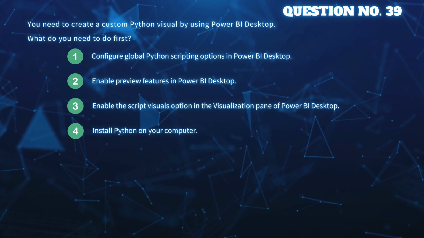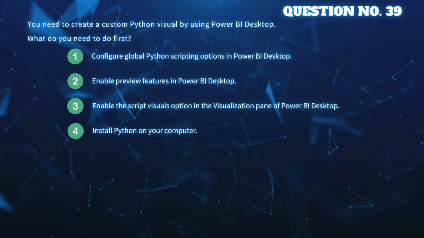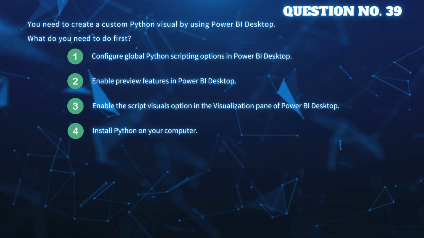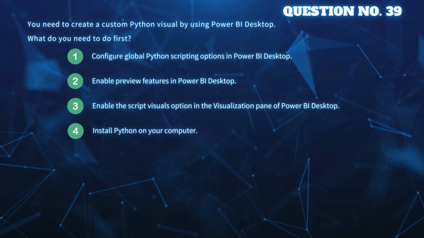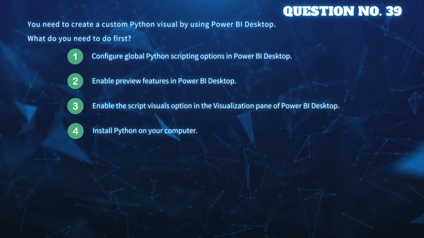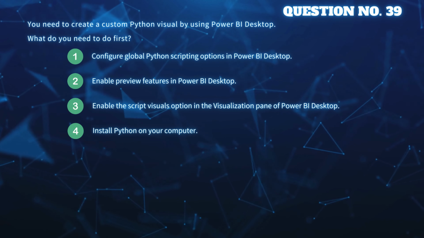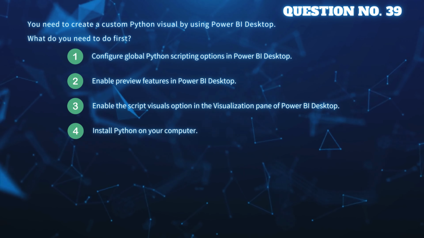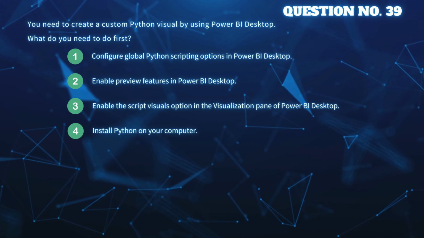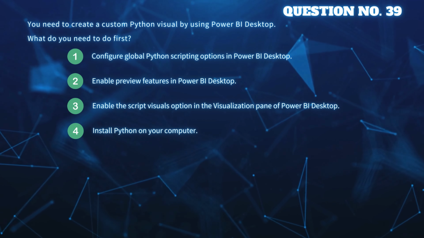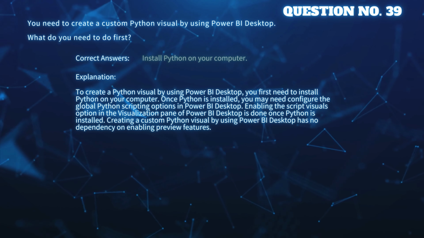You need to create a custom Python visual by using Power BI Desktop. What do you need to do first? Option 1, configure global Python scripting options in Power BI Desktop. Option 2, enable preview features in Power BI Desktop. Option 3, enable the script visuals option in the visualization pane of Power BI Desktop. Option 4, install Python on your computer. Correct answer: install Python on your computer.